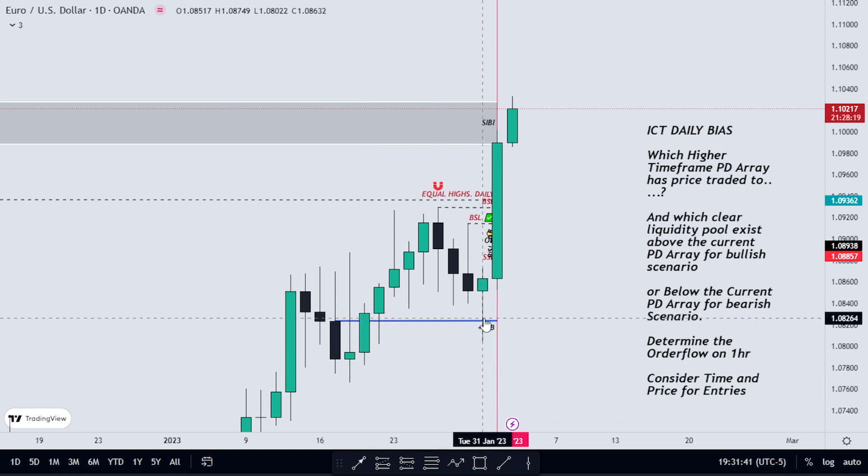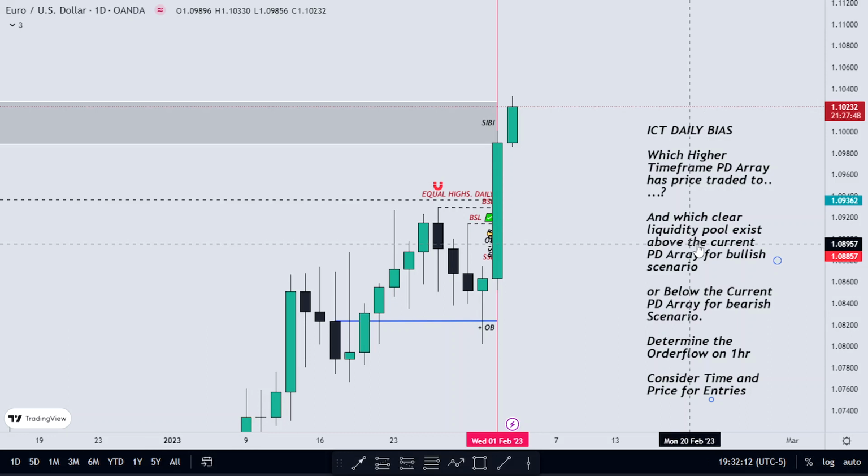We've traded into a daily bullish order block, and this was 31st January, and then price showed willingness to go higher by rejecting. You see that the daily candle of 31st rejected. It left this long tail behind. So to me, after this closure, I realized that price was showing willingness to expand higher.